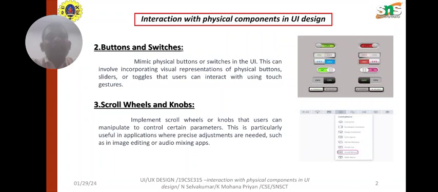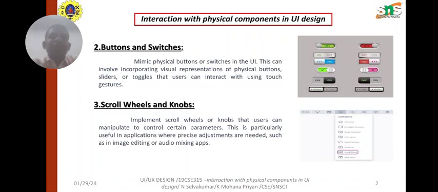Next one, buttons and switches. Mimic physical buttons or switches in the user interaction. This can involve incorporating visual representations of physical buttons, sliders, or toggles that users can interact with using touch gestures. For example, when we use any kind of hardware, we have to touch the buttons and then we get a response from the system.